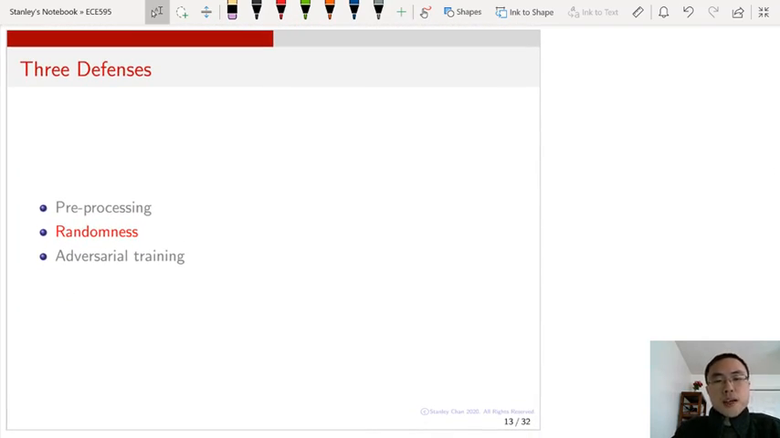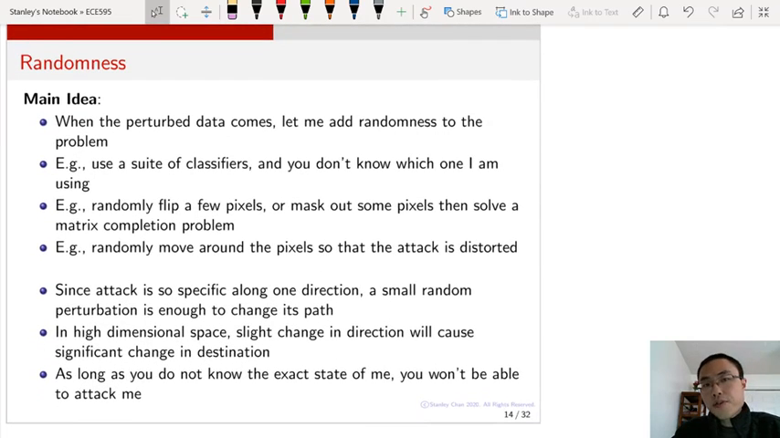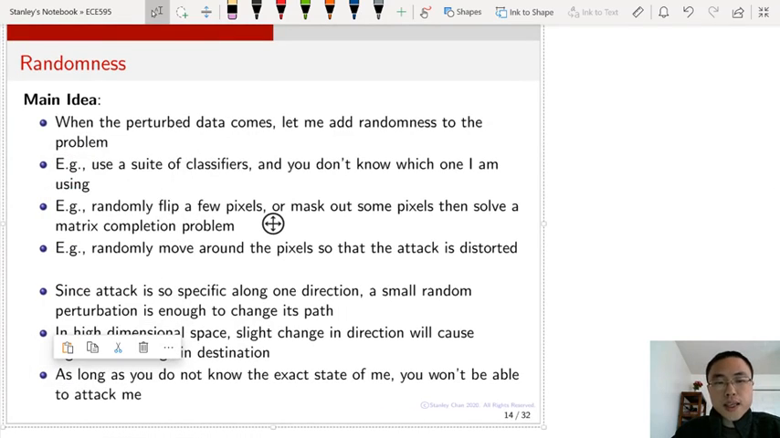All right, so now let me move on to talk about introducing randomness as a type of defense mechanism. The idea of introducing randomness is that you have perturbed data, and when the data comes, I want to introduce some kind of uncertainty in my classifier so that you, as a hacker, may not know exactly what state I am operating at. And therefore, I will be able to defend against your attack better than before.